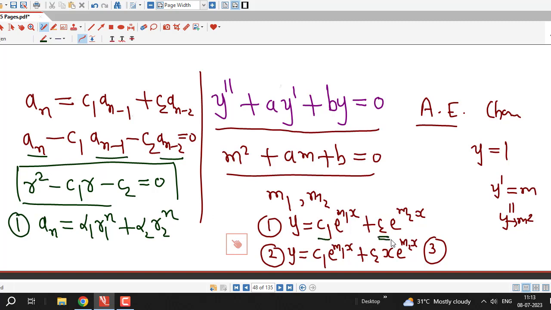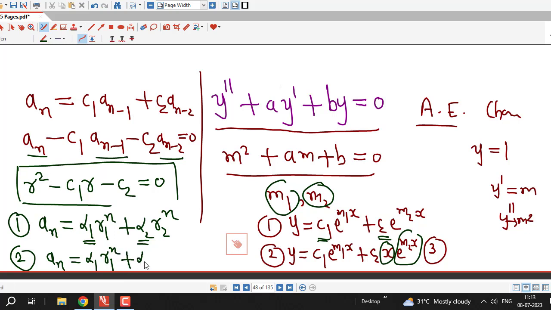You can see the parallel things here. Here we have m1 and m2 different, then we write e raised to m1x and e raised to m2x, and we multiply them by arbitrary constants c1 and c2. Instead of c1 and c2, we are writing alpha 1 and alpha 2 here. And if we have real and equal roots, then here we multiply by x because this is a function of x, and here we have a function of n, so we multiply by n.